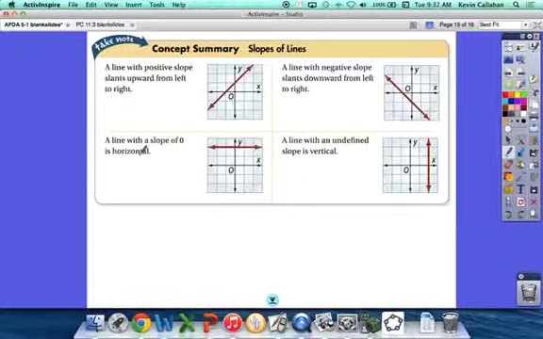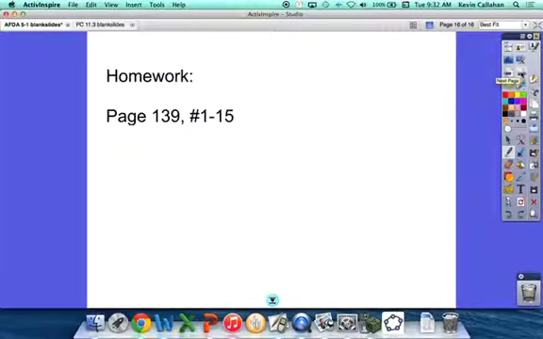They didn't know. So, okay, the homework is going to be on that page, 139, 1 to 15. So write that down, and then we're going to take a quiz.